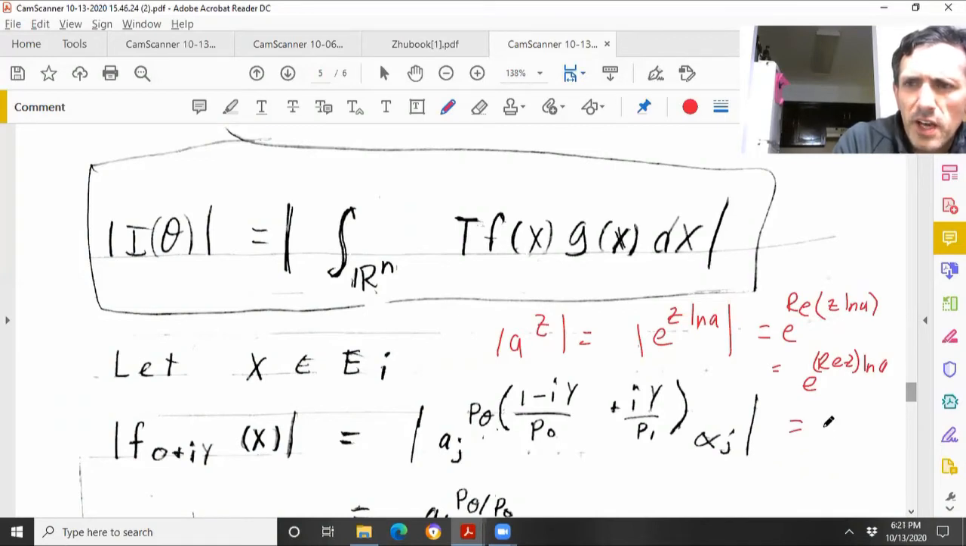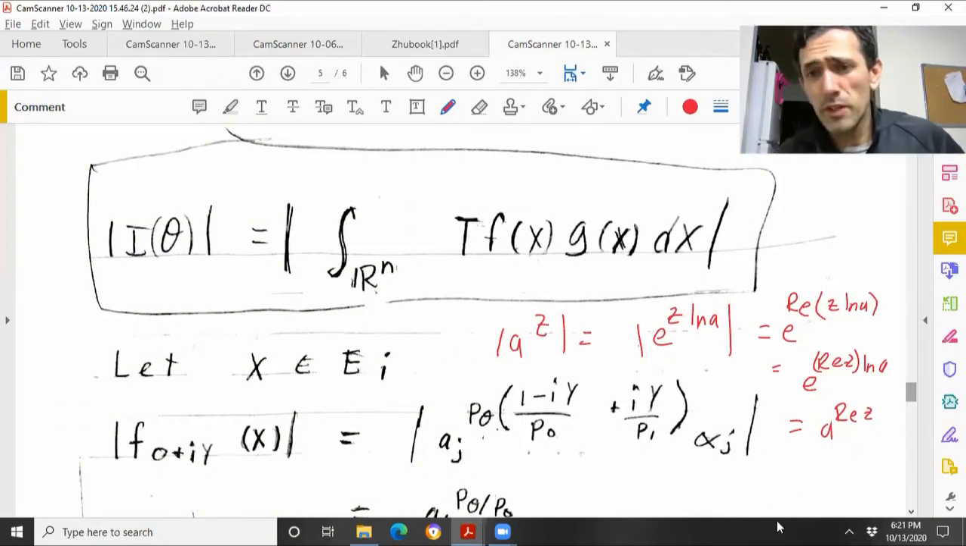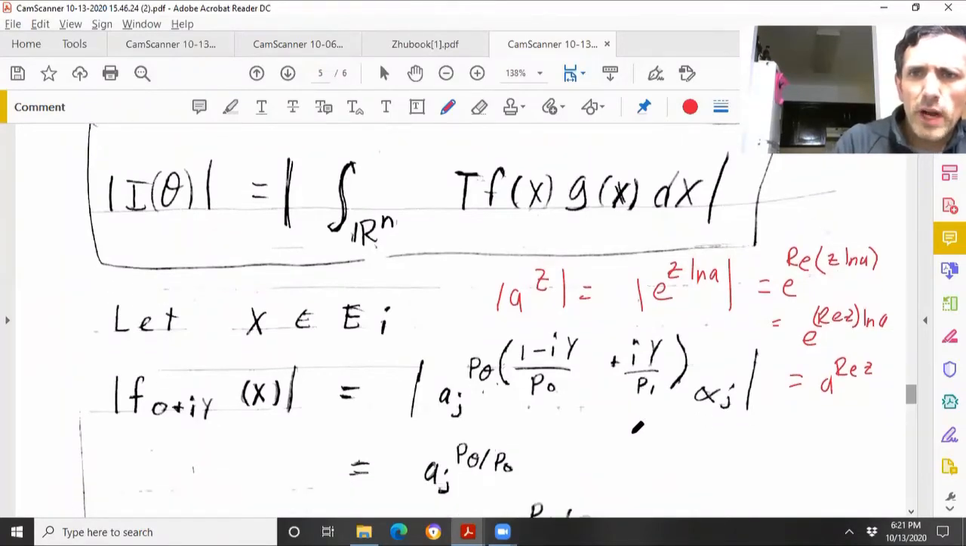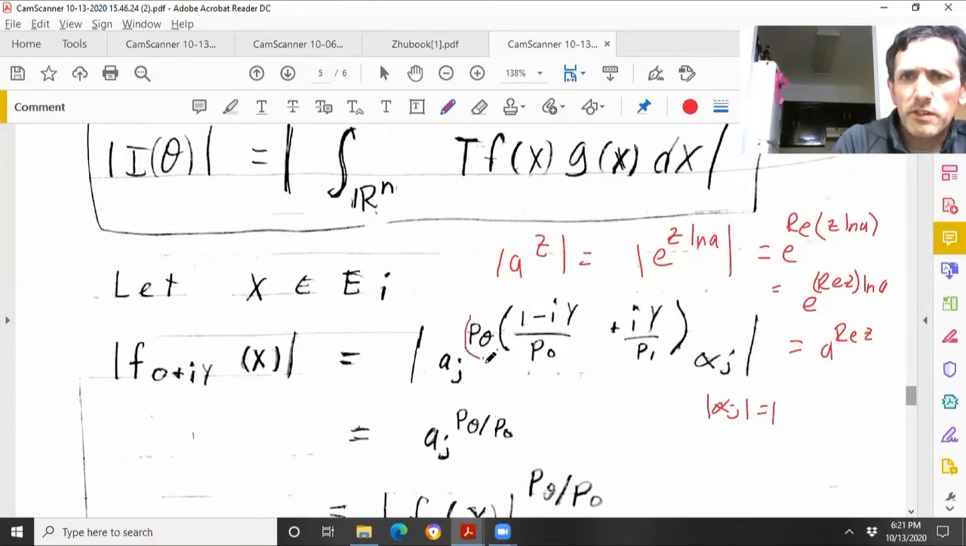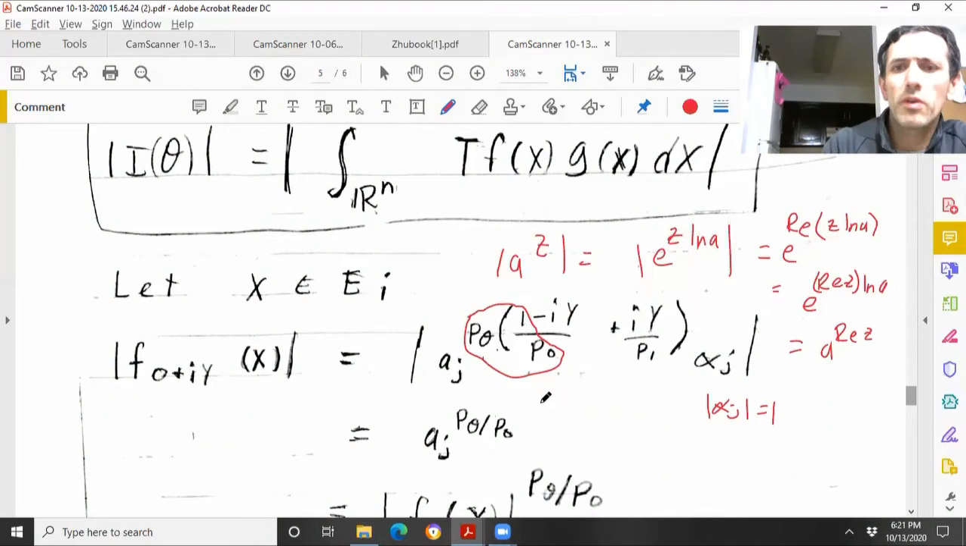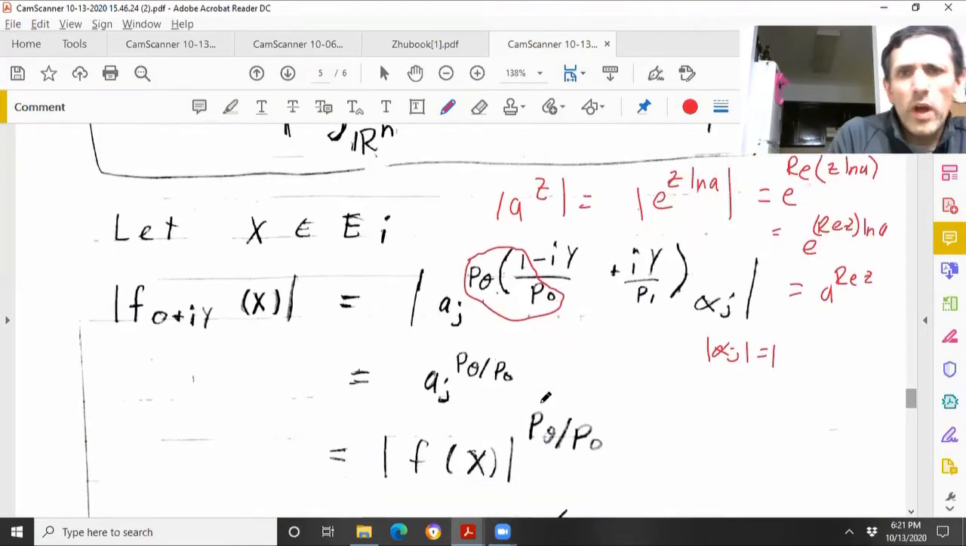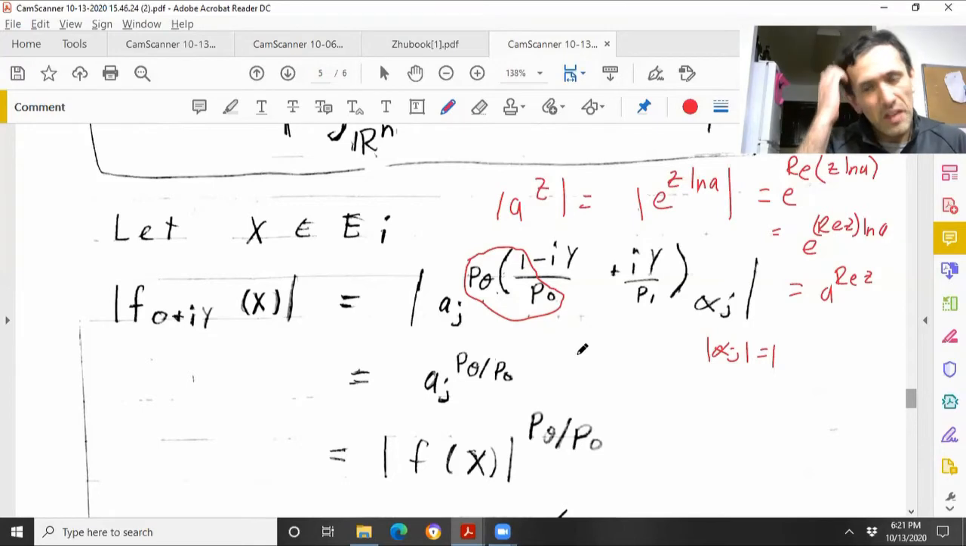And that's exactly right: it's a to the real part of z. Okay, so that's really important here. So we can throw out this imaginary stuff because we're taking the modulus here, and this, remember, has modulus 1. The only thing that's real is p theta over p0. Well, when x is in E_j, f of x is alpha j, a_j alpha_j. So in modulus, f of x is just a_j.